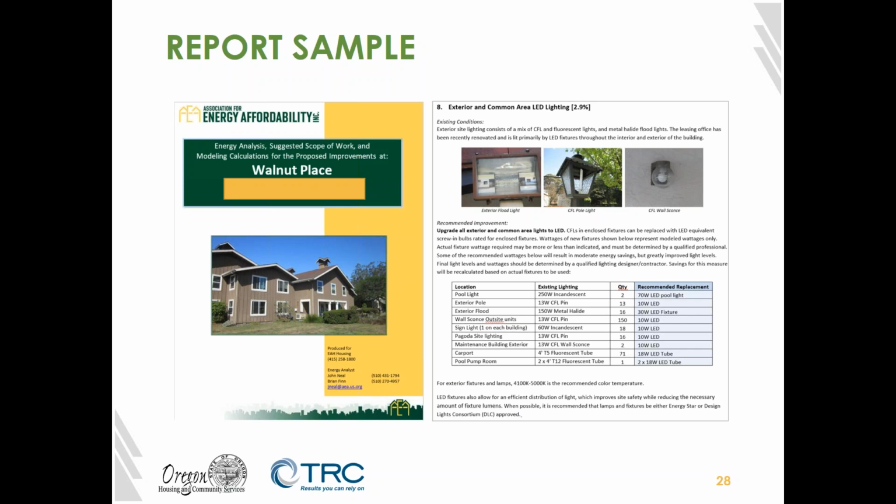And then over here on the right-hand side, this is just a sample of a measure for exterior lighting. We've got the existing conditions up on top, photos of what we saw, different types of light fixtures, recommended improvements where we go into details about the recommended improvements, and we also say, these are the individual lights that we saw that we're recommending get replaced, and these are the replacements that we're recommending, so that people sort of know where to go if they're looking for new lights.